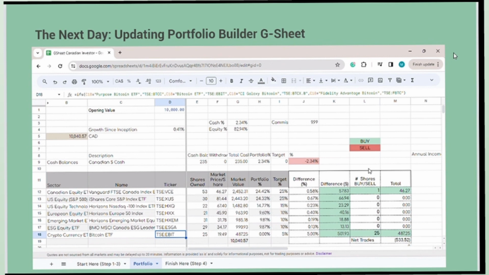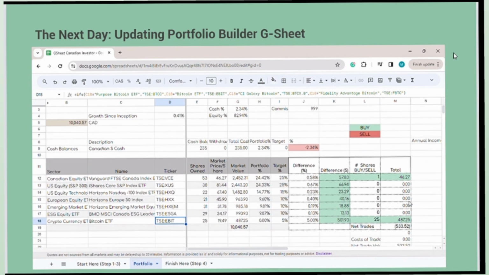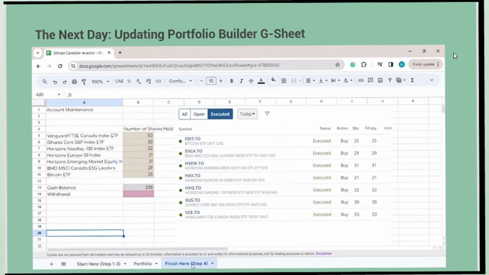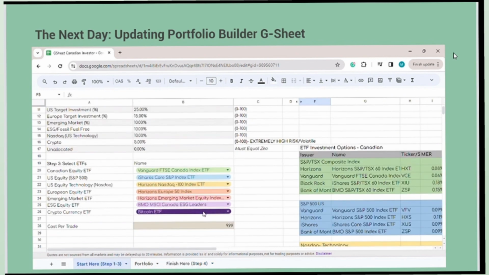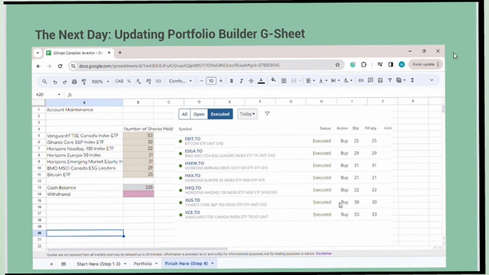You can also update your investment mix on the first tab. The portfolio tab is automatically updated when you change the first and third tabs. When you make additional deposits to the account, add them to the cash balance on the third tab.